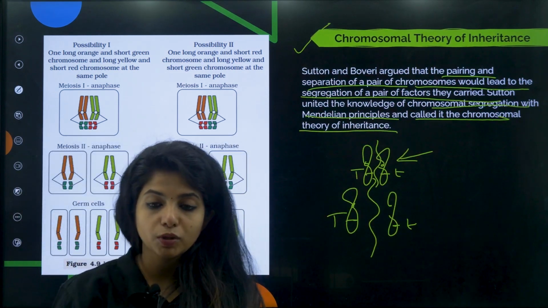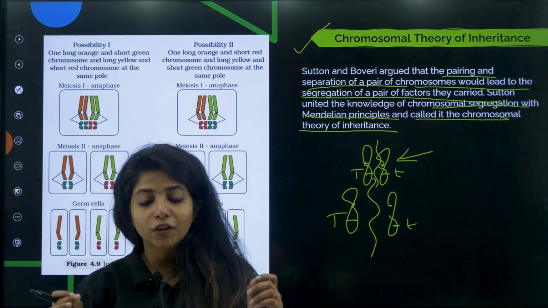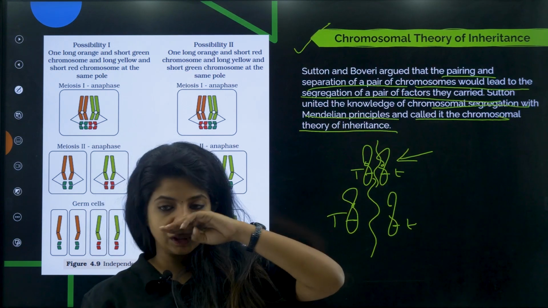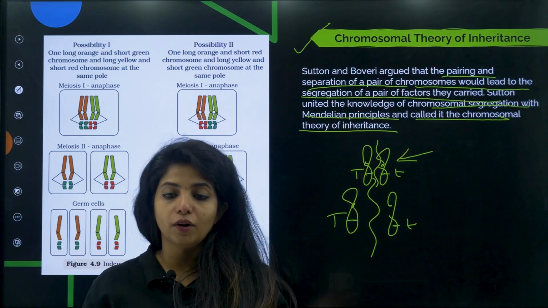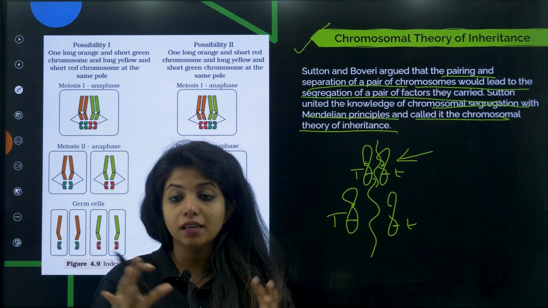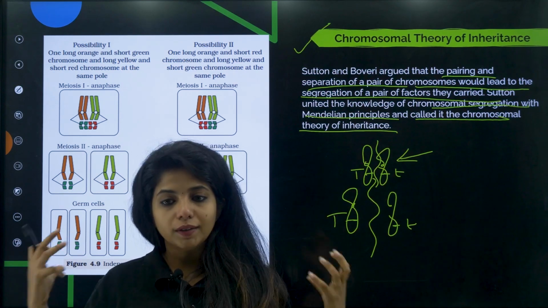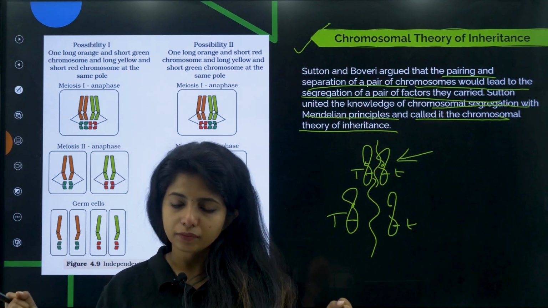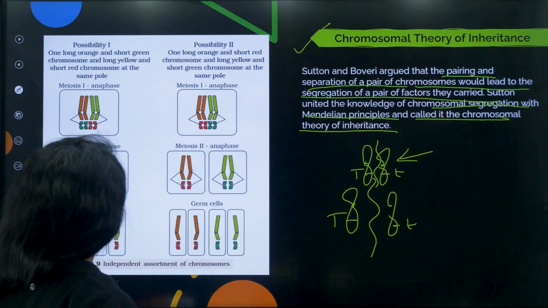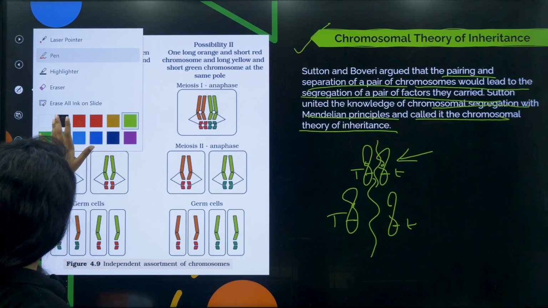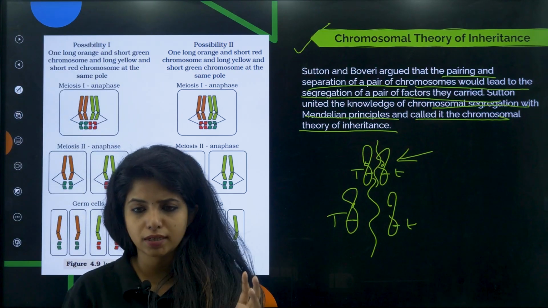Actually, both of them were responsible for the chromosomal theory of inheritance, but in the last part of NCERT it is said that Sutton was the person who united the knowledge of Mendelian principles with his findings, and then they came out with the chromosomal theory of inheritance. Fine, that is done. Now, there were certain roadblocks in this.